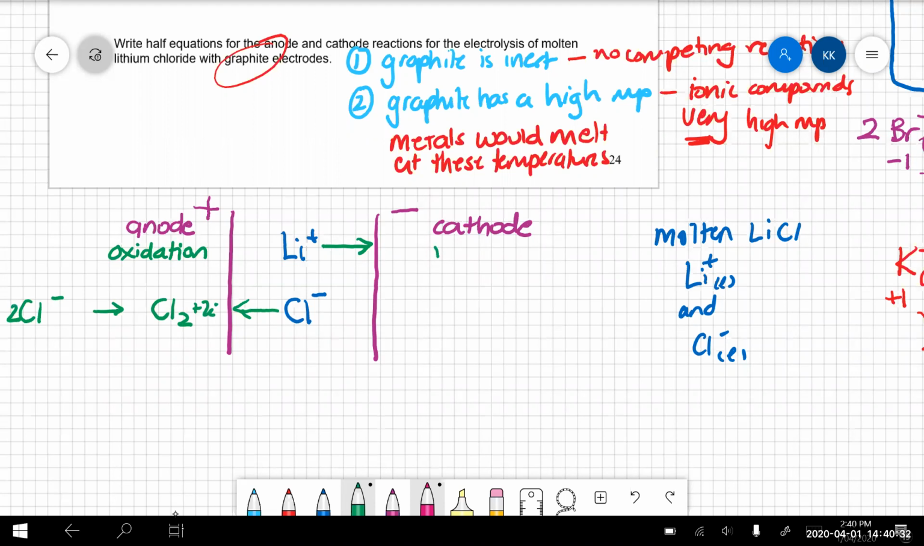The cathode is reduction. So we have lithium ions, and we're going to get the corresponding element lithium, and balancing that half equation, try 1e-. There we go, Li+ plus e- gives lithium metal. Better put our states on. Chlorine would definitely be a gas at that temperature. That's a liquid, and that lithium metal being produced will be a liquid as well. So that is the electrolysis of molten salts.